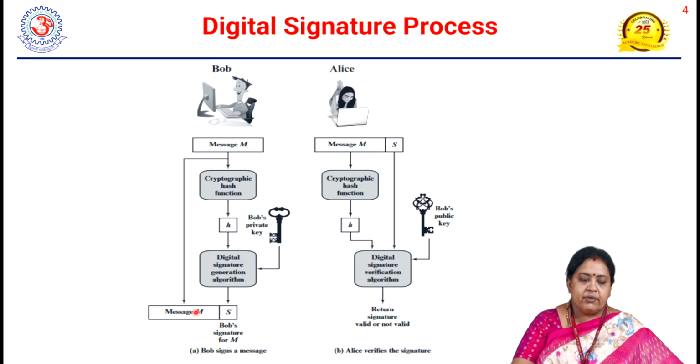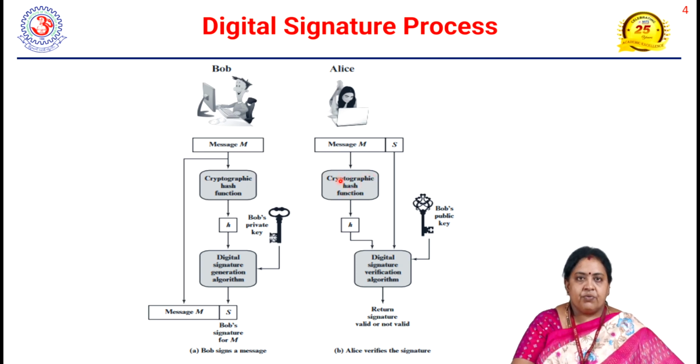This signature will be appended to the original message, and it will be sent to the receiver, that is Alice. Now Alice is going to perform the verification algorithm. Whoever is sending the document uses a generation algorithm, and the receiver is going to use the verification algorithm. What Alice is going to receive is the message along with the sign. Alice is going to give this message to the cryptographic hash function that has been used by the sender.